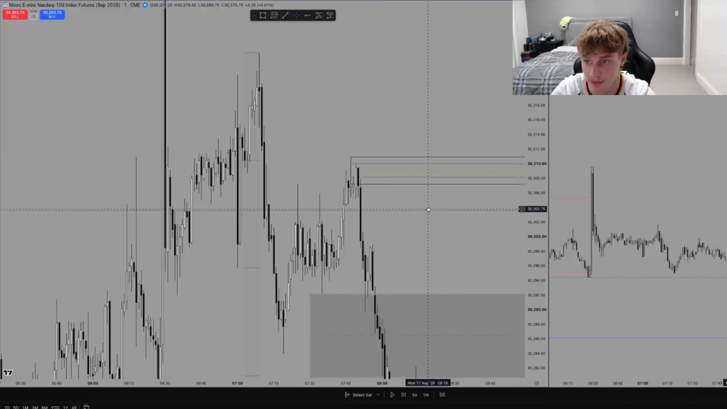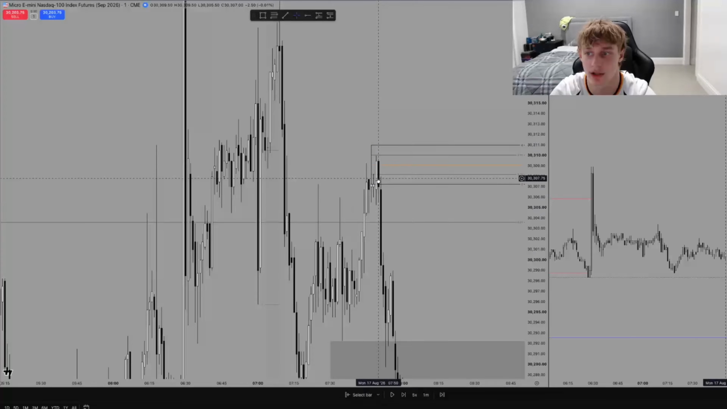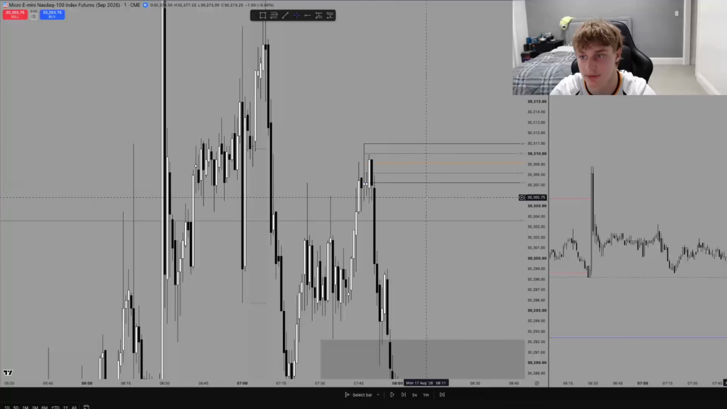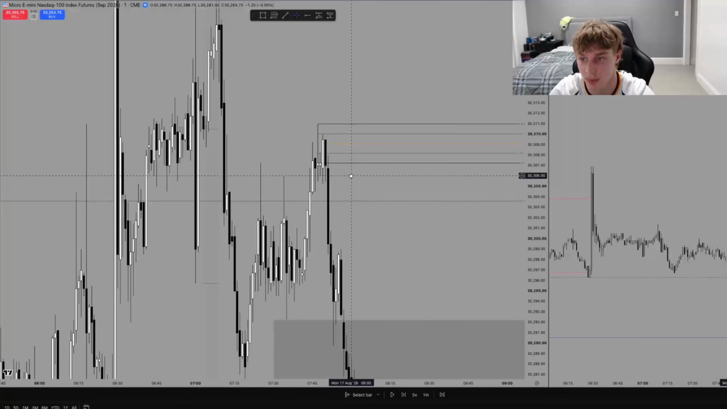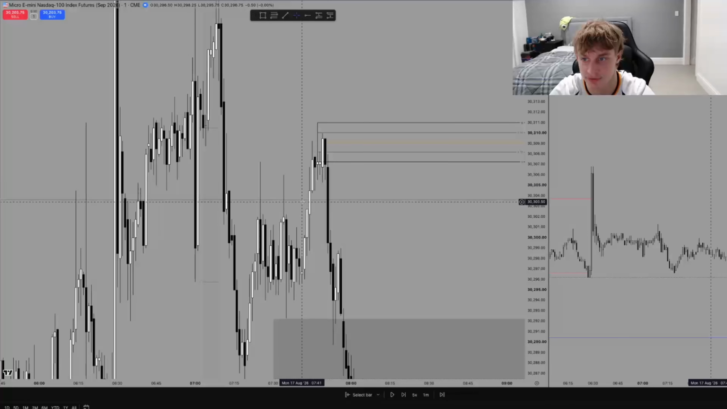Bang, upper quadrant. This is why I like having quadrants. Yes, it closed over 0.5, clean respect of the upper quadrant. We then displace away from, we get an inversion of this gap here.